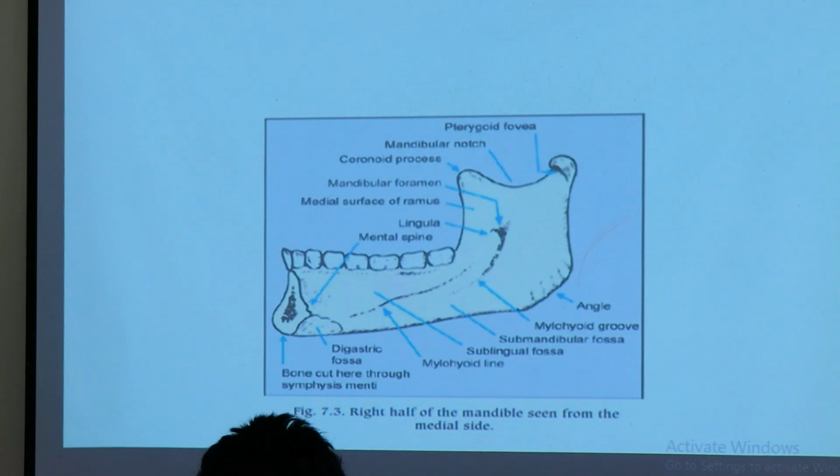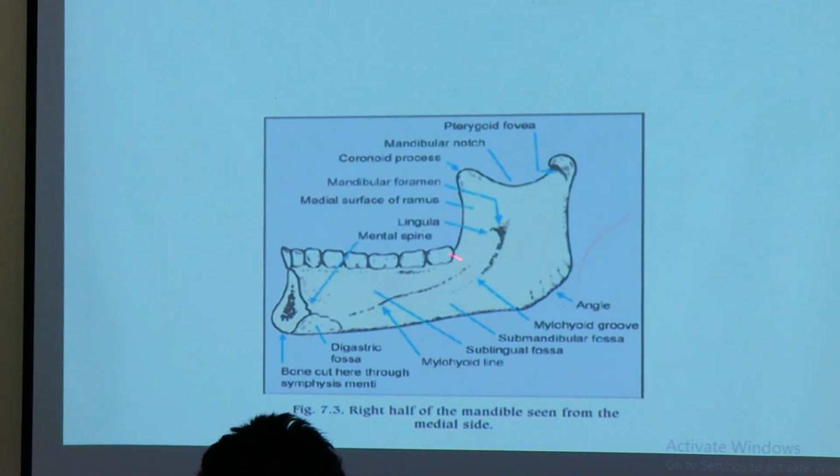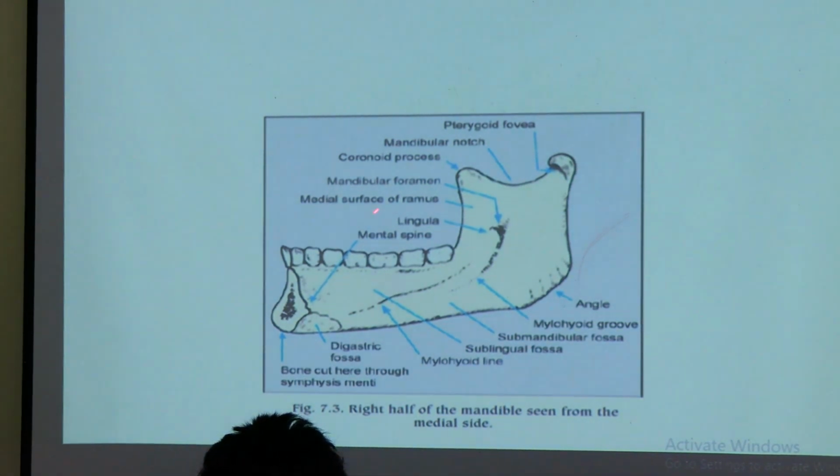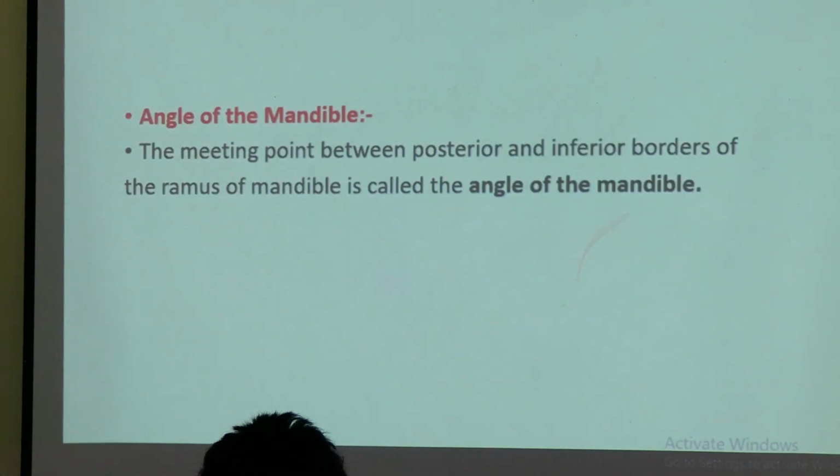Here the anterior belly of the digastric muscle is attached, and which fossa is this part called? Sublingual fossa. The upper part of this line, the mylohyoid line, is the sublingual fossa, and below this is the submandibular fossa. Here the sublingual salivary gland is present, here the submandibular salivary gland is present. Next, the angle of the mandible. How is it formed? By your posterior border and inferior border.